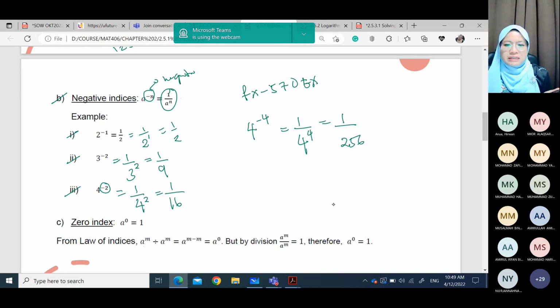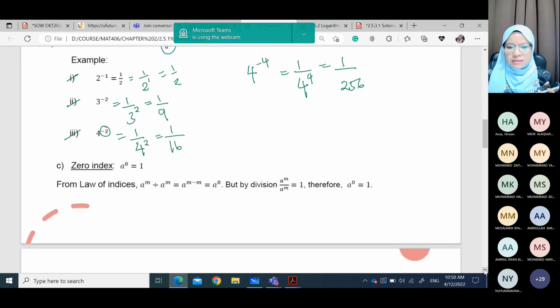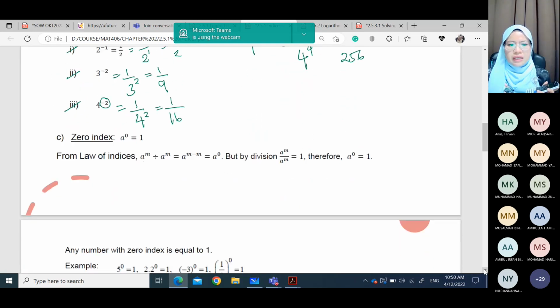So kalau ada yang tak jelas macam nak gunakan calculator boleh tanya. Tak ada masalah. Alright. Okay. So ini negative index. So next kita ada zero index. Zero index maksudnya kuasa kosong. Okay. A to the power of 0 equals to 1. So sebenarnya untuk apa-apa sahaja nombor yang kuasa dia kosong, dia adalah 1.